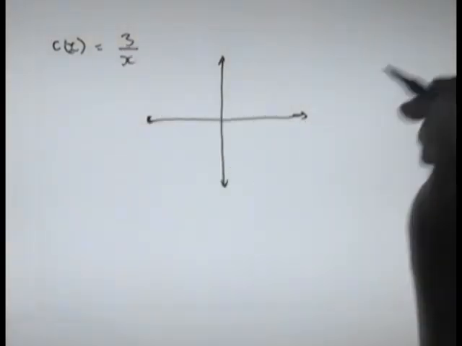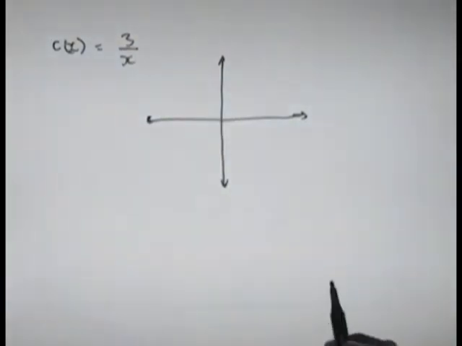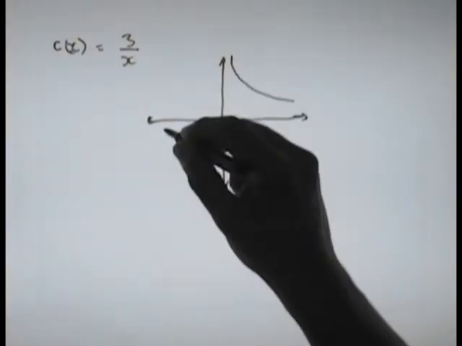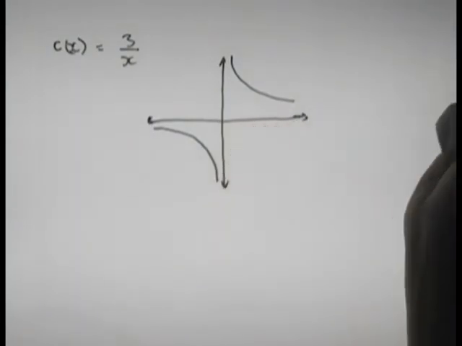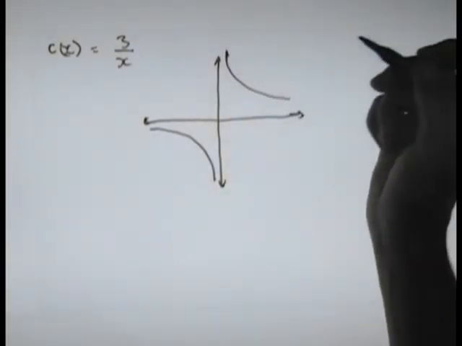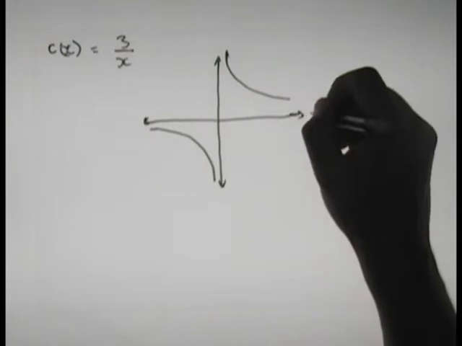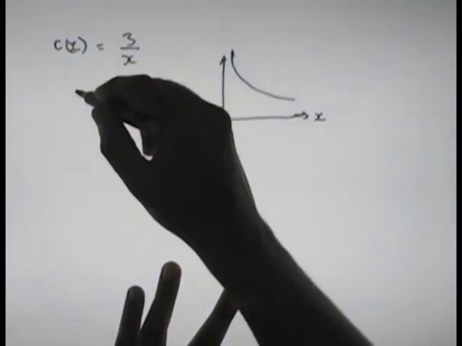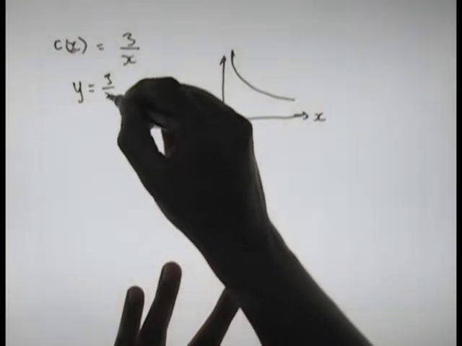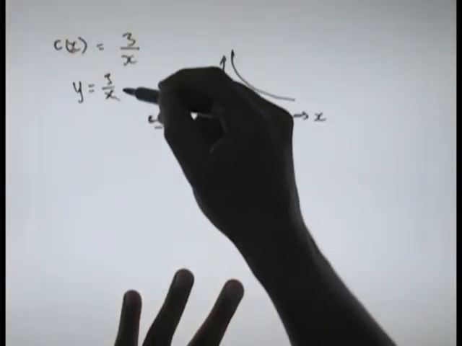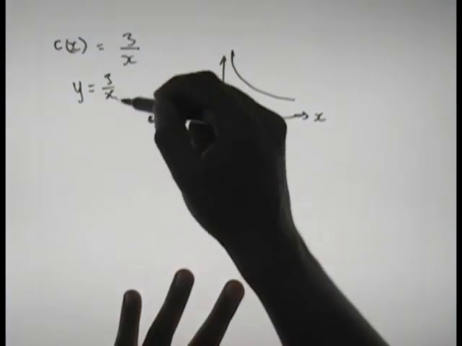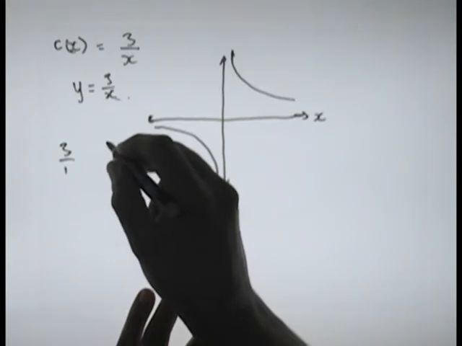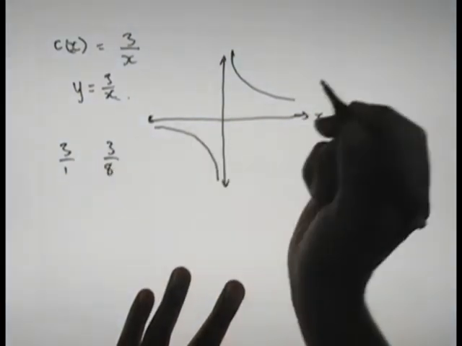C of x is equal to 3 over x, so we know that that's the standard hyperbola graph, which means that it's going to go over there and it's going to go over there. As my x values increase, my y value is going to go lower because my y value, remember, is given by 3 over x, which means that as the denominator goes up, the whole thing goes down. Think about this. 3 over 1 is much smaller than 3 over 8.